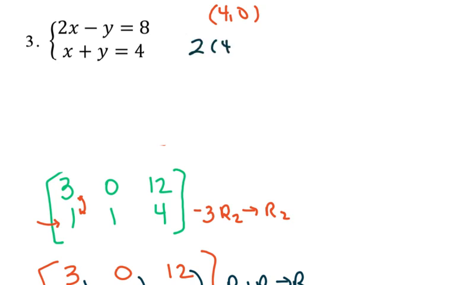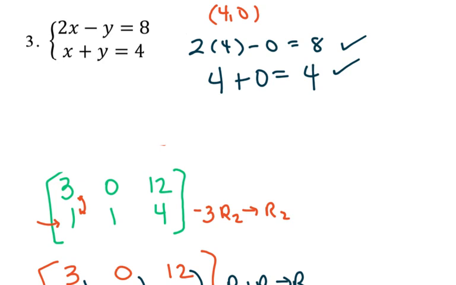So 2 times x minus y equals 8, that's true. And then x plus y equals 4, that's true. So I know that my solution is correct, and that's using row operations.